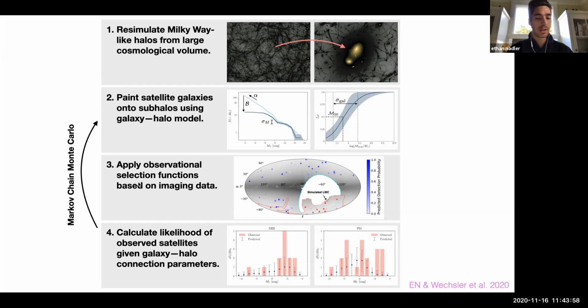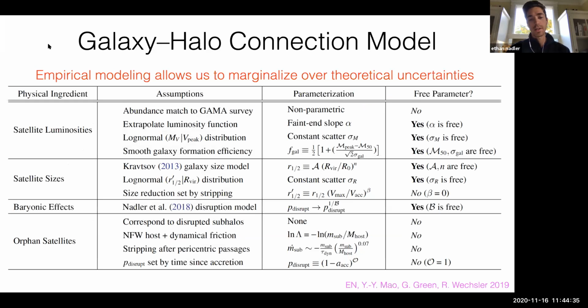A large part of this effort has been combining these predictions with essentially selection functions derived from the photometry that say for a given satellite galaxy at a certain position on the sky with a certain luminosity and size, what is the probability that it will actually be detected in photometric data? So these selection functions are directly constrained by the imaging data, and they allow us to form an apples-to-apples comparison between our predictions and the data, which can then be fit for in a statistical sense using an MCMC approach. So I want to go into a little more detail just on the empirical modeling here, since I think it's particularly important.